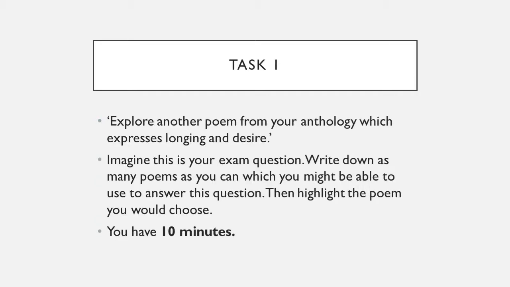So, task 1. Explore another poem from your anthology which expresses longing and desire. I'd like you to imagine this is your exam question. Write down as many poems as you can which you might be able to use to answer this question. Then highlight or underline the poem that you would choose. You have 10 minutes to do this. I would like you first to try to do it from memory, and then after that you can flick back through your books to look at the various poems. So pause the video for 10 minutes to do this now.